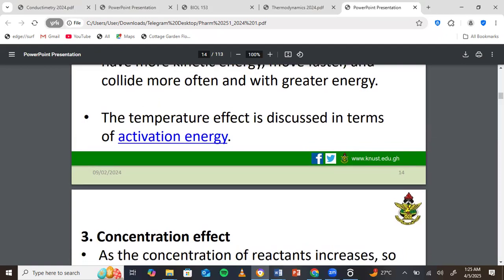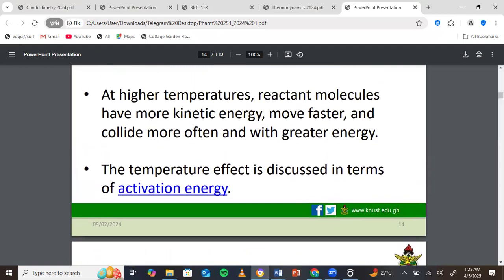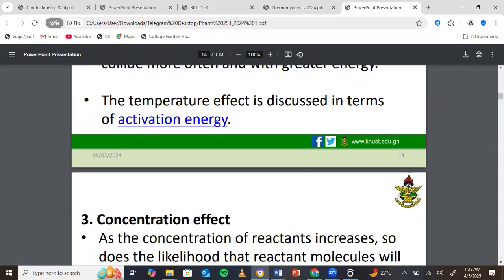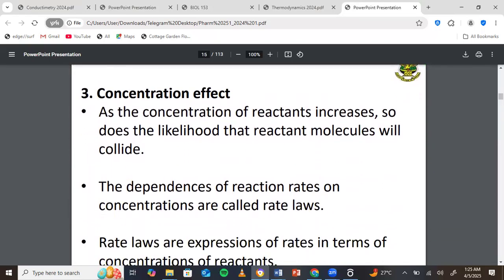Now, we say the effect of temperature is discussed with respect to the activation energy. What temperature does is it doesn't really decrease or increase that activation energy, right? But what it does is that it gives the molecules more energy and a higher frequency of collision so that they can cross the activation energy, right? That is the idea here.